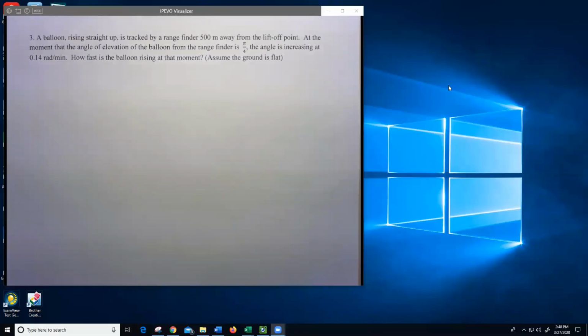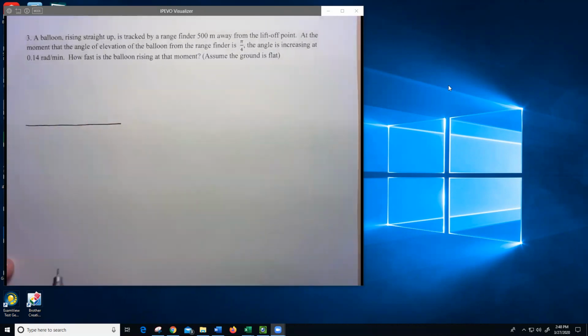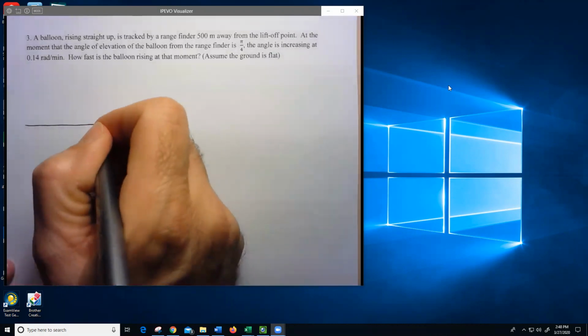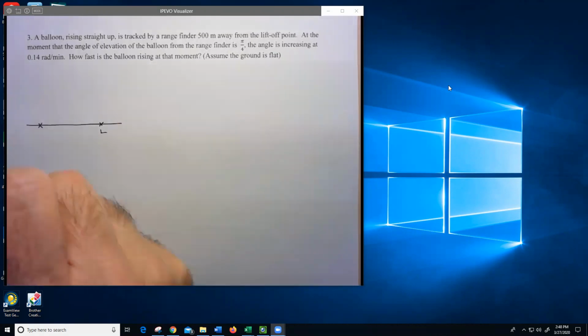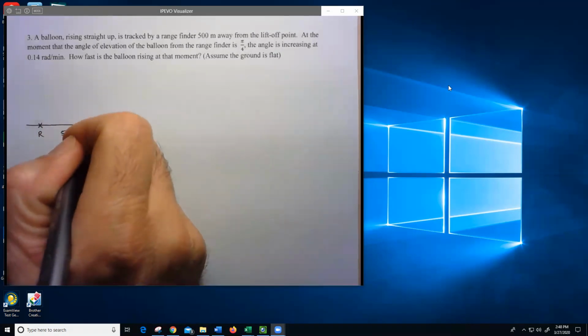Okay, so we're back here. So let's take a look at what's going on. We have a balloon that's rising straight up. It's tracked by a rangefinder 500 meters from the liftoff point. Okay, so let's draw the ground here. Draw it a little lower since it's going upwards. So if I call that the liftoff point, I've got my rangefinder here, and it's 500 meters away.